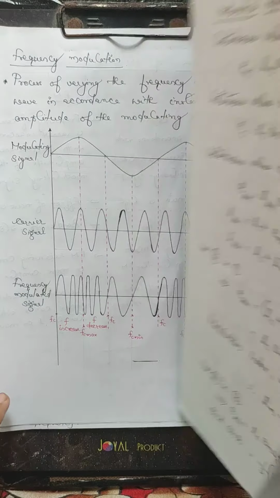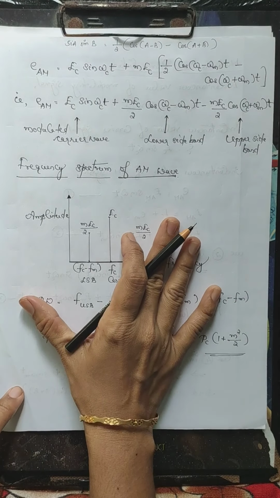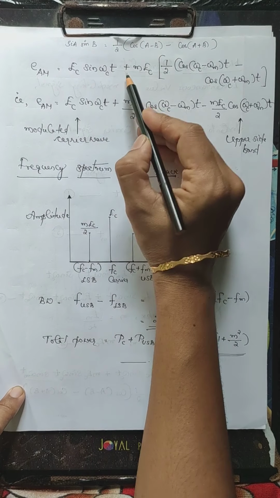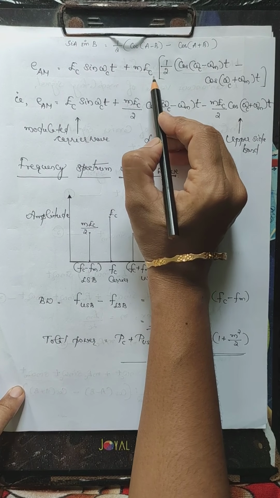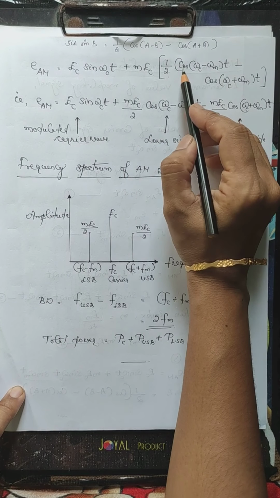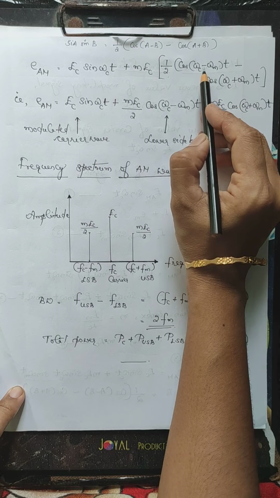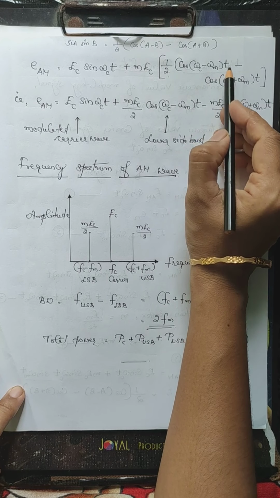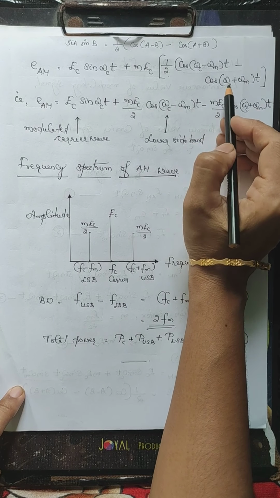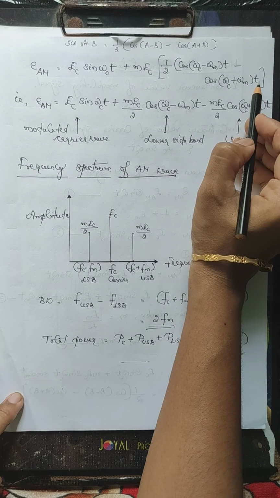So this can be written as EC sin omega ct plus MEC into half into cos of omega c minus omega m into t minus cos of omega c plus omega m into t.